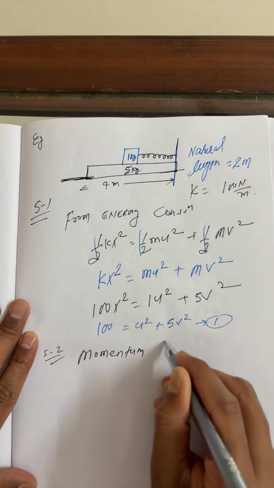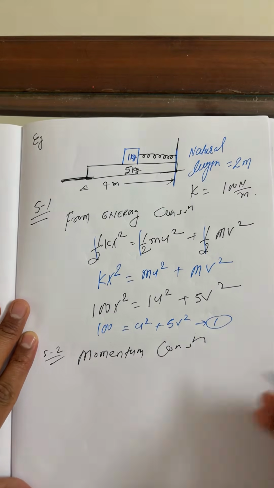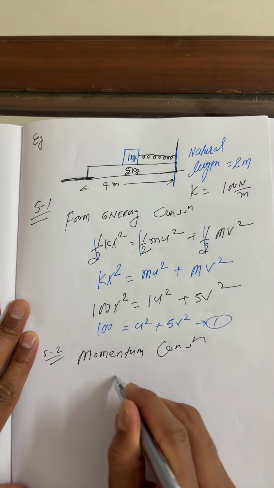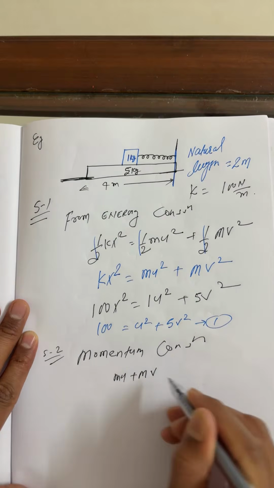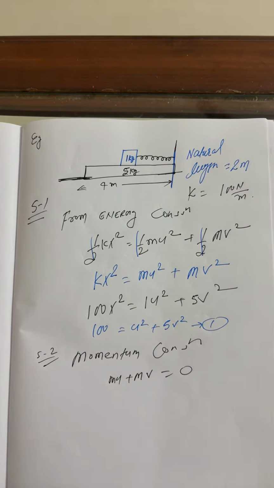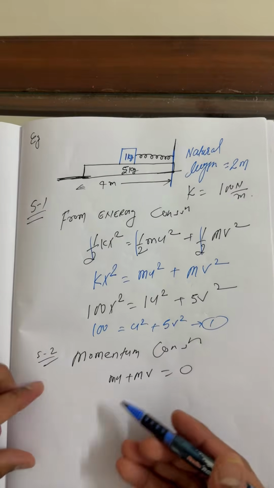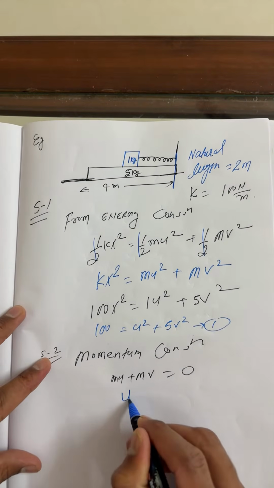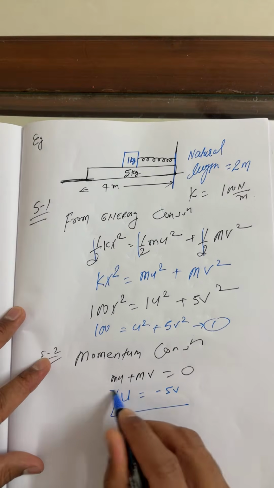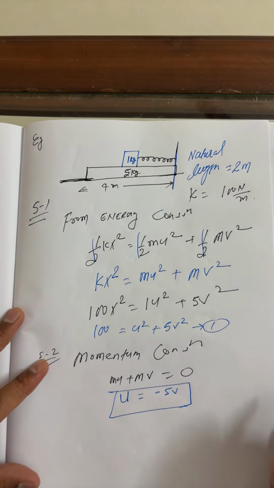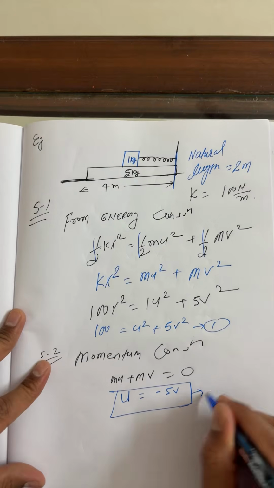This is student momentum conservation here. So what you can see is m into u plus m into v equals 0. M here remains 1, so you can write u is equal to minus 5v. Let us say this is equation number 2.